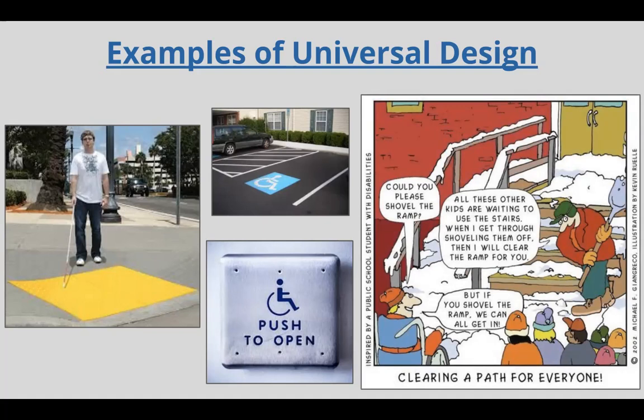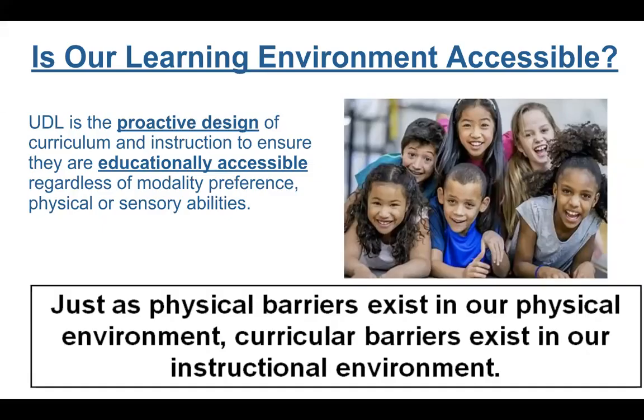But if you shovel the ramp, we can all get in. So really that proactive design, where we design for specific purposes, is actually utilizing that accessibility feature for everyone. So when we bring that into the classroom with universal design for learning, that same mindset is in our planning process, that we plan for students who are typically on the margins, and then allow everyone to access if they need or want or learn better, utilizing that support. And that's really where we focus our attention when we implement universal design for learning.